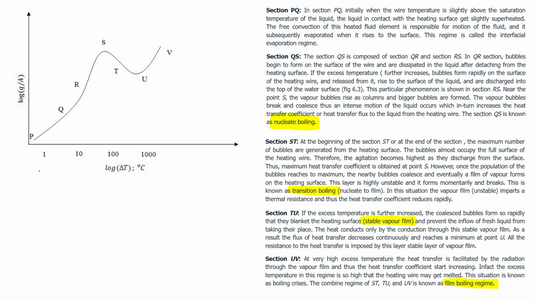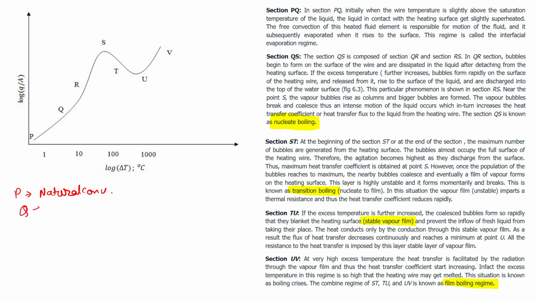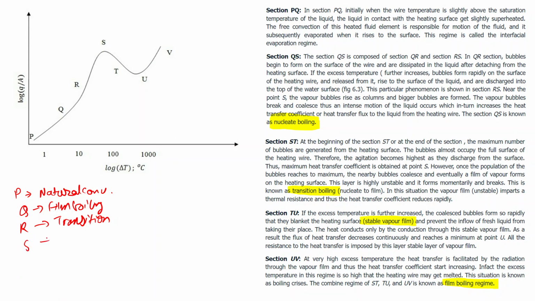So we have been given P as natural convection, Q as film boiling, R as transition, and S as nucleate boiling.